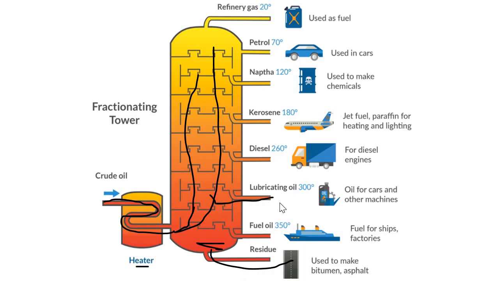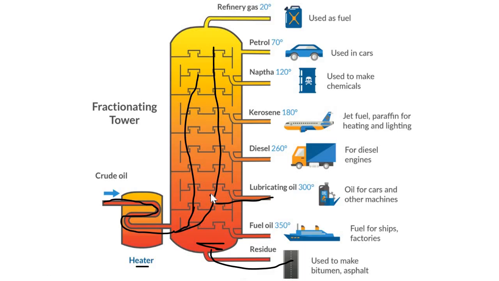It is burnt at 613 Kelvin, which is 300 degrees Celsius. The carbon atoms which lubricating oil contains are from 16 to 20. It is used in preparation of wax, oil for cars and other machines.